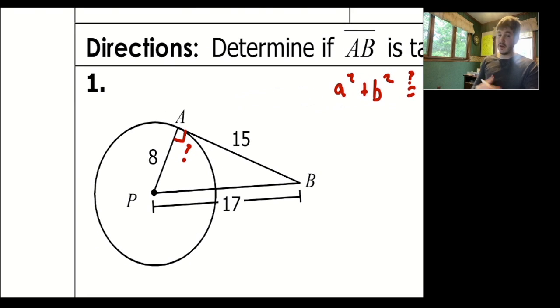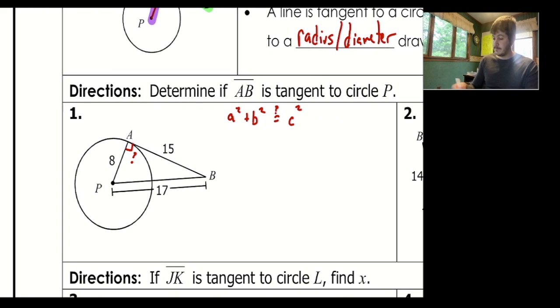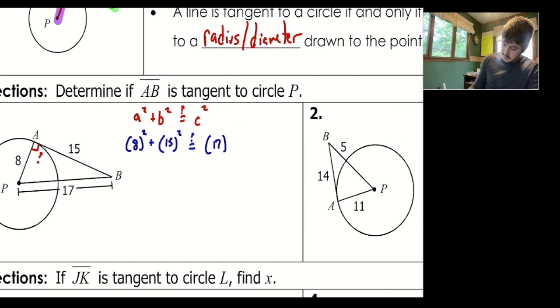Because one thing is clear, PA drawn here is the radius to this circle. So let's just do Pythagorean theorem. We're just seeing if Pythagorean theorem works, yes or no. So we have 8 squared plus 15 squared, the two small sides. Is this equal? Still, I'm going to put a question mark there because I don't know. Is this equal to 17 squared?